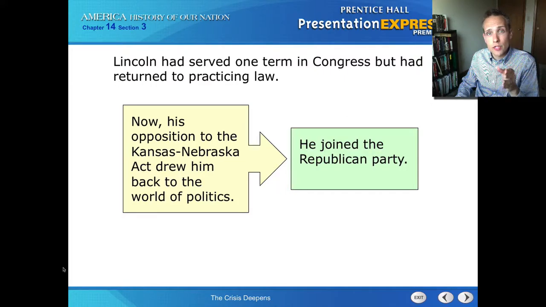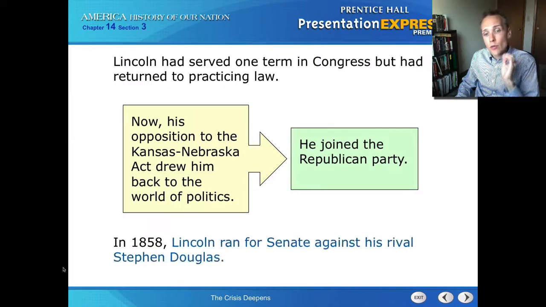So he opposes the spread of slavery into new territories. So he's going to run for Senate in his home state of Illinois. He's going to run against Stephen Douglas, the man who we referred to in the first lecture who created the Kansas-Nebraska Act. So clashing views here. So again, notice the date, 1858. This is very close to the outbreak of the Civil War.